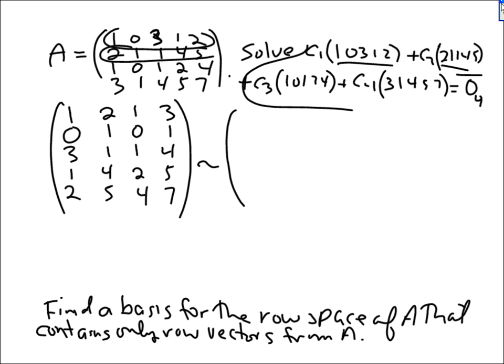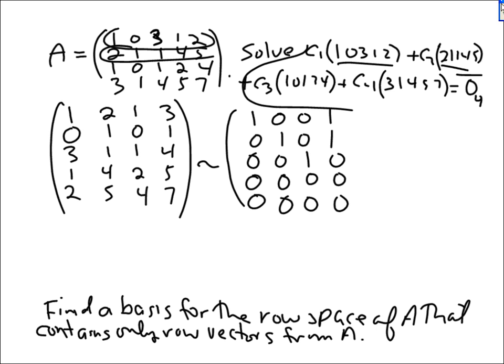Now, if we were to reduce this, we will get the following: 1, 0, 0, 1, 0, 1, 0, 1, 0, 0, 1, 0, and then 2 rows of zeros. The first row has a leading 1. The second row has a leading 1. The third row has a leading 1. The next 2 rows, being all zeros, have no chance of having a leading 1.